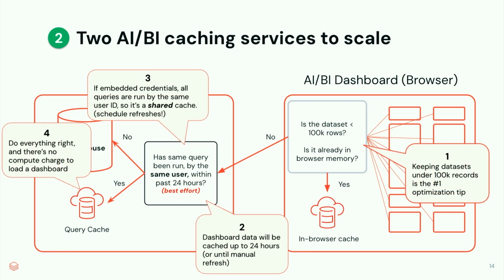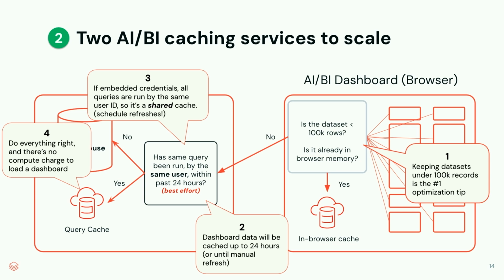The first is, because of that check, keeping data sets under 100,000 records is the number one optimization tip to have when you're designing dashboards. It's the easiest and fastest and most effective change you can make. The second is, know that because of the performance and the way that cache works, dashboard data will be cached up to 24 hours by default, so that your dashboard is cost optimized, scalable, et cetera. You can manually refresh that data by clicking the refresh button on the dashboard, but it's a behavior of the way the queries work to keep dashboards cost efficient.